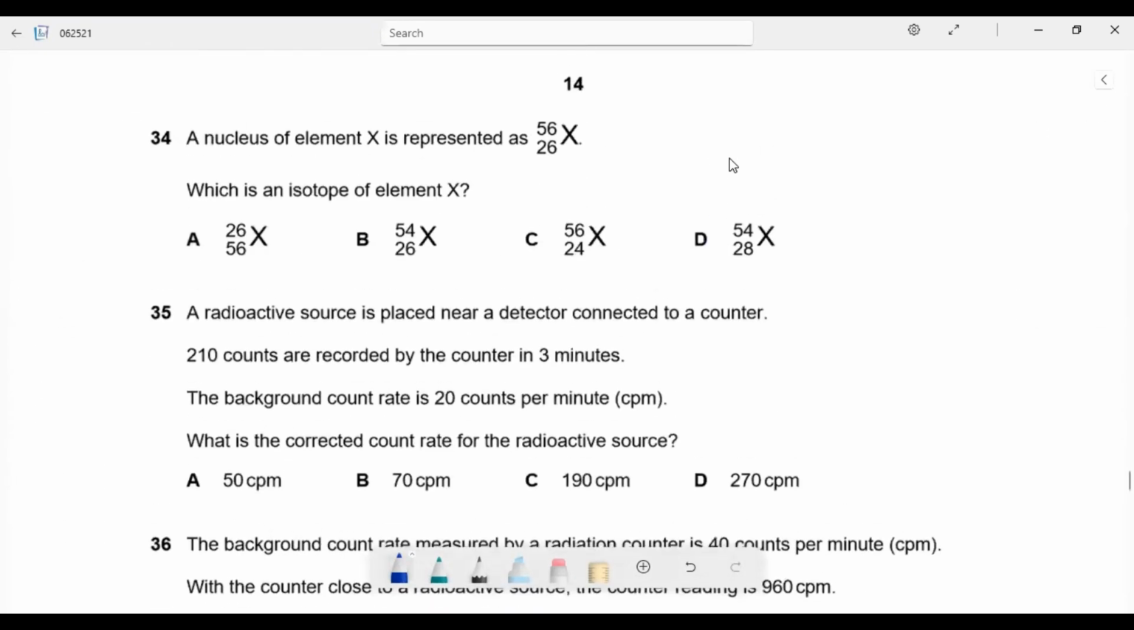A nucleus of an element X is represented by physics 26X. So this downside, it represents the atomic number. There is proton number. And top, it is mass number, which is the isotope of element X. So for an isotope, this atomic number will remain same and mass number will be different.